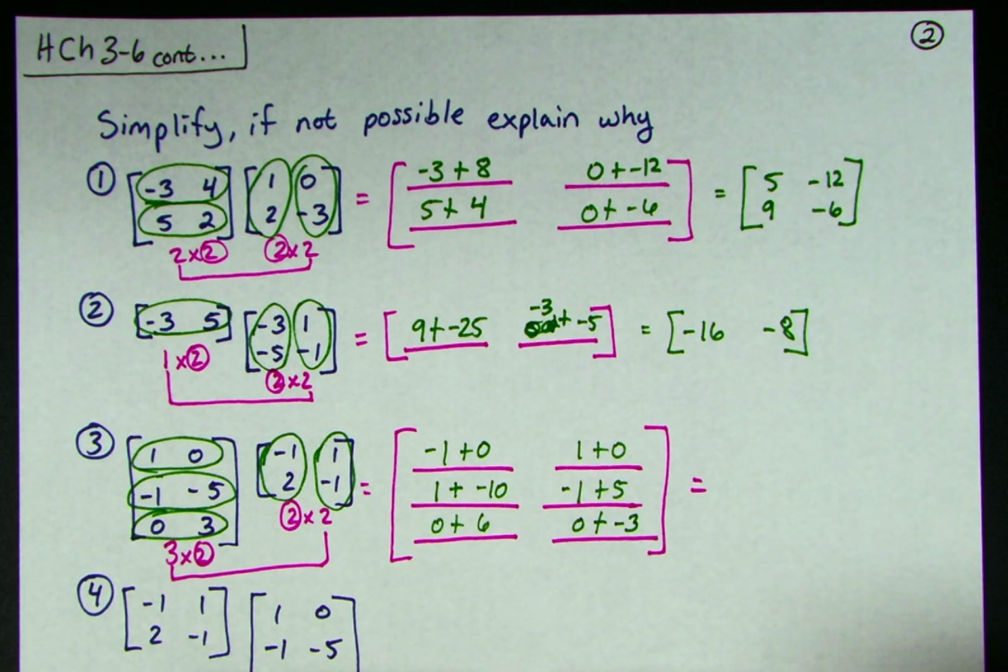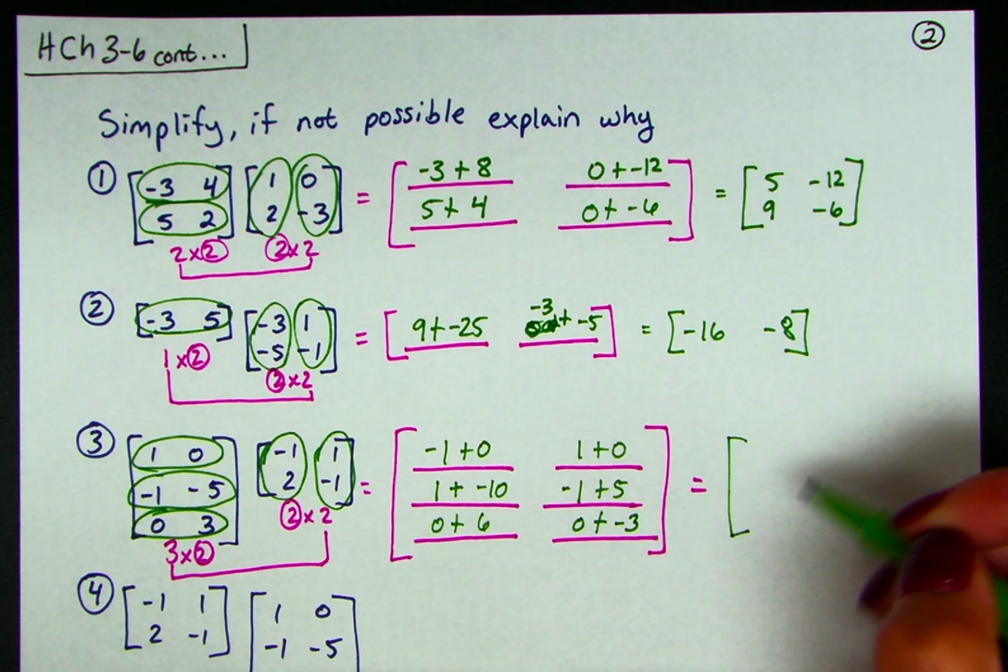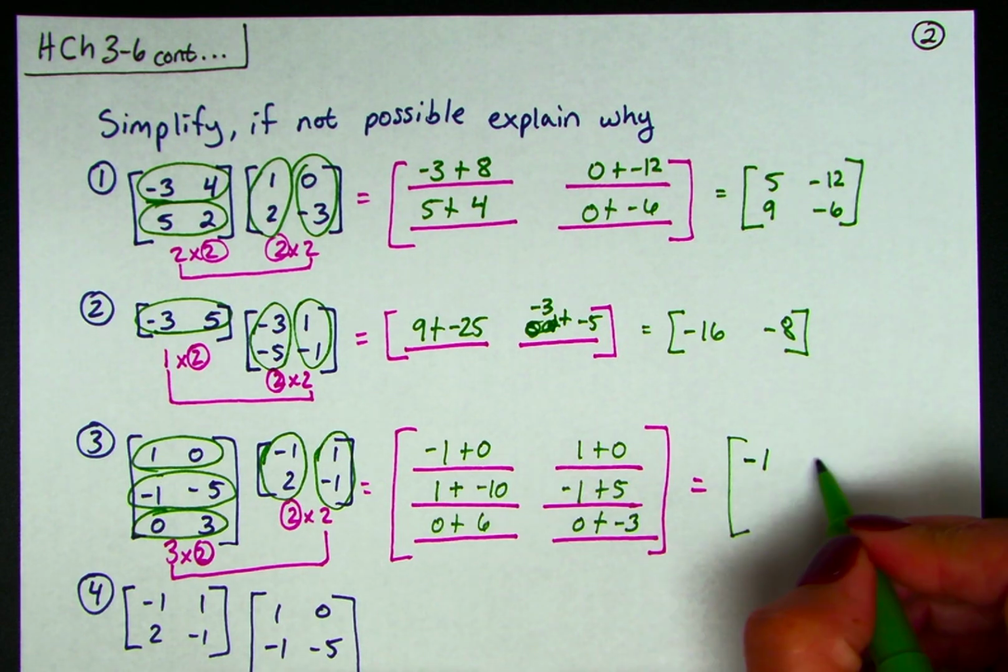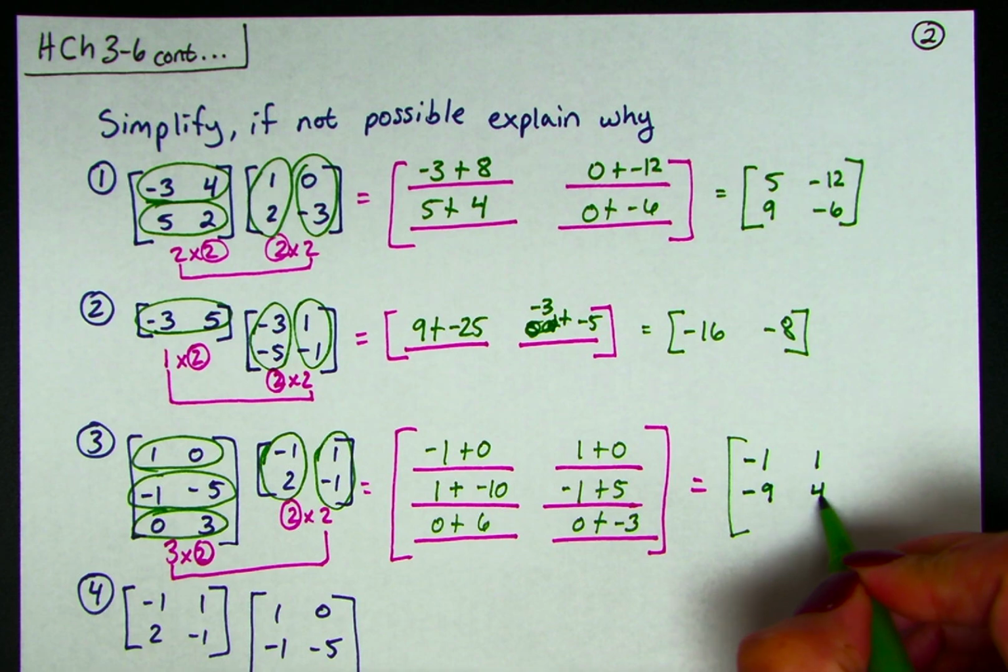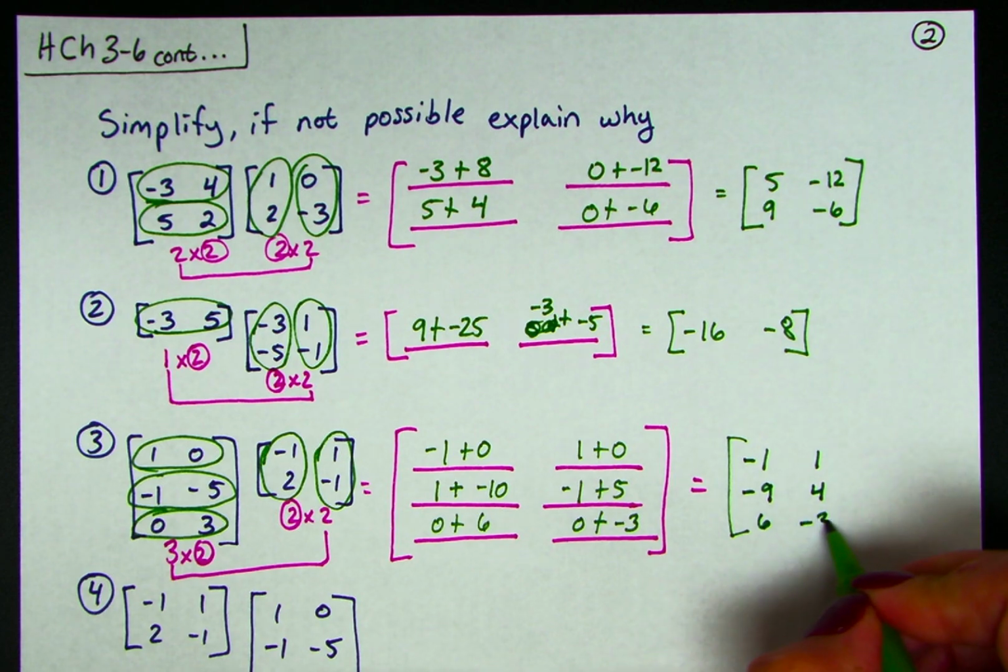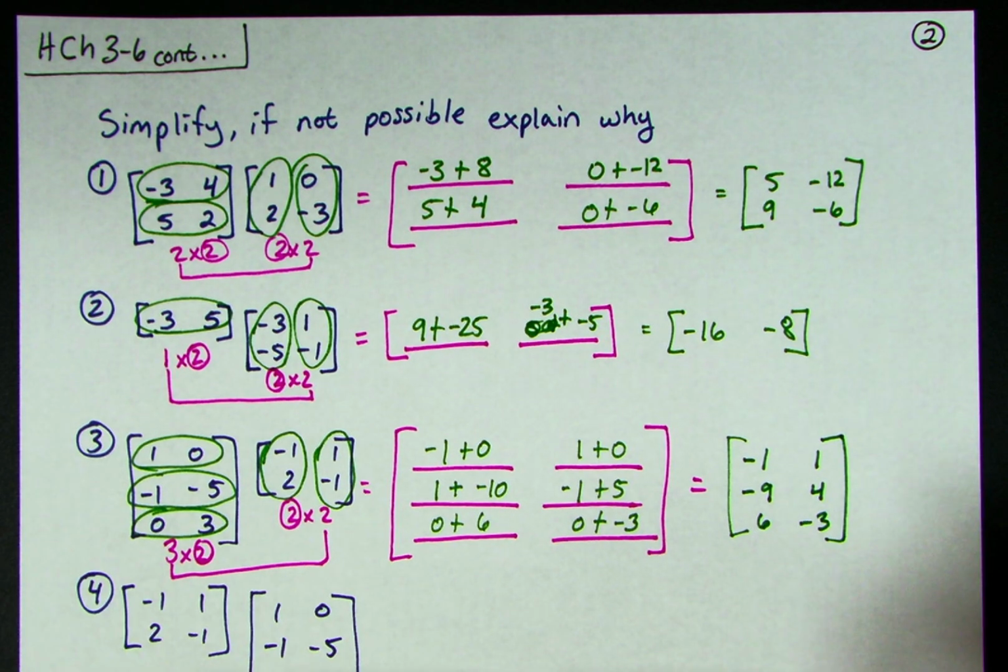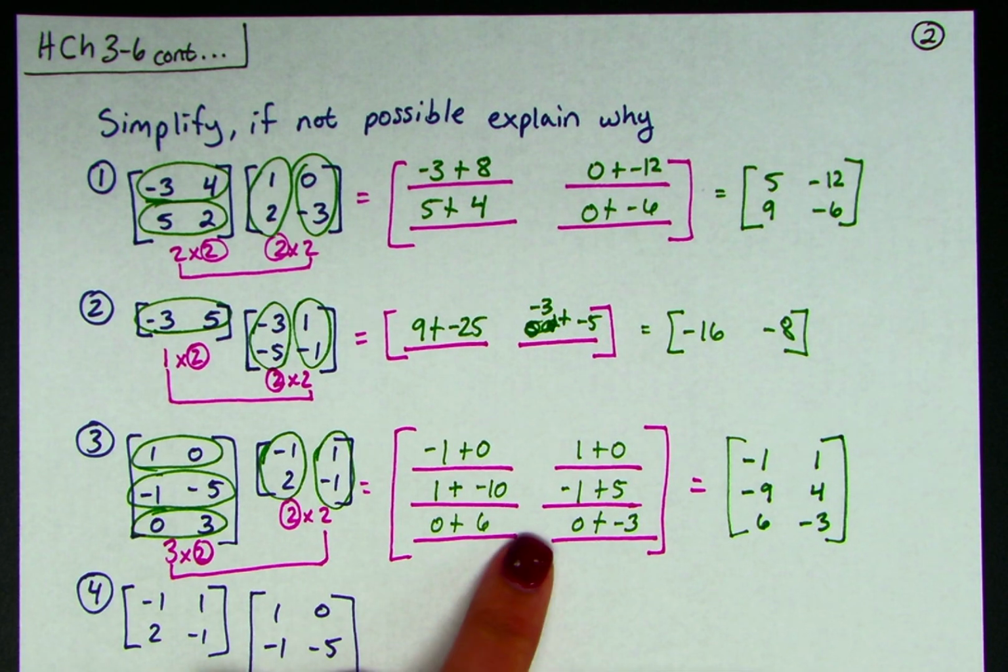And I am combining my like terms. So that will be -1, 1, -9, 4, and 6, negative 3 for our answer. And it is important that you are showing this step right here. So I do want to see that work on your paper, in your homework, and on your test.